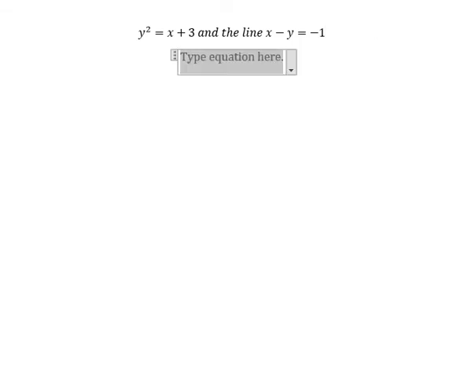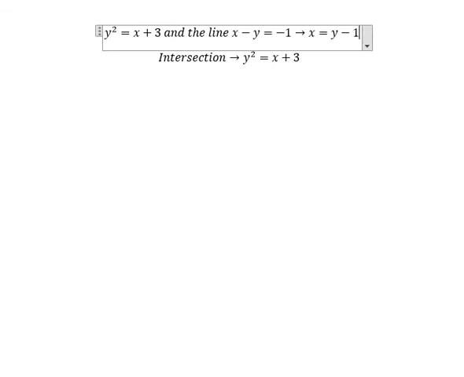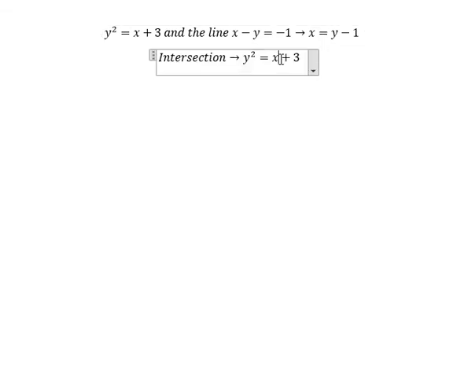We need to use the intersection first, because we need to find the intersection so we can find the bounds in here. So we got this one, so we move negative y to the right, and you get x equal to y minus 1. We put x equal to y minus 1 in here.